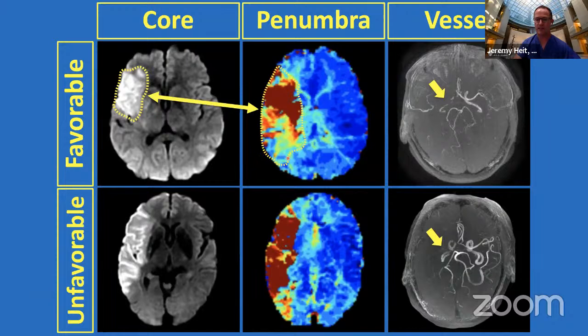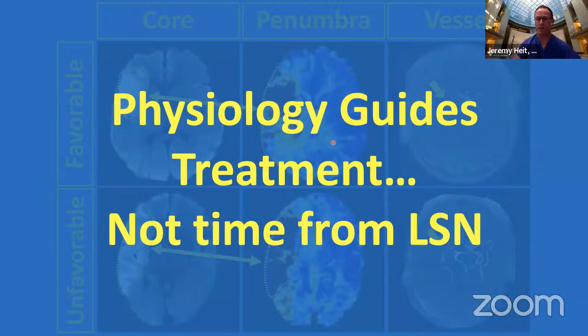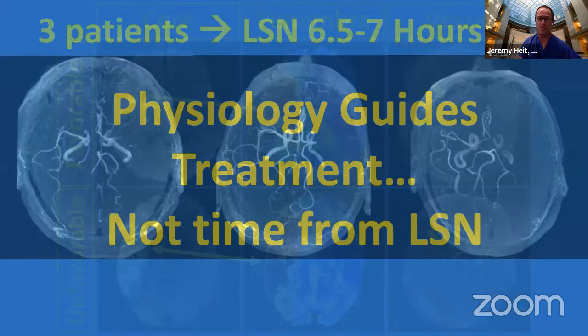Whereas a patient like this, the core and the penumbra seem to be roughly the same size. And so if we open up this proximal M1 occlusion, does it matter? Well, probably not, right? Because we're not really saving a whole lot of brain. And that's the idea of a mismatch or a match deficit. And it's an example of how physiology is really guiding our treatment rather than the time from last seen normal. And that's a big, big change.